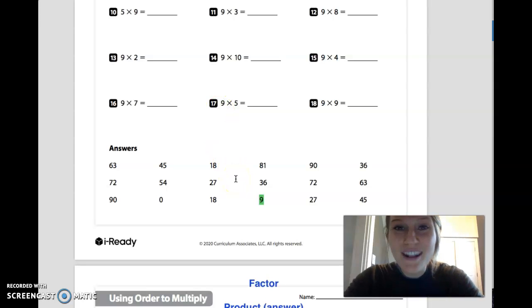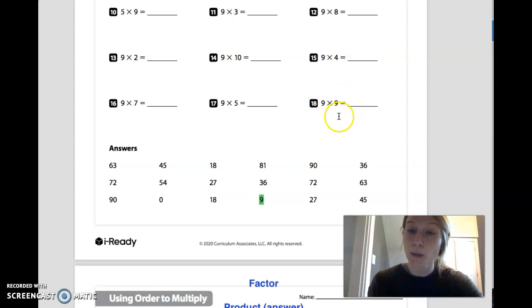If you want a little challenge though, see if you can get a timer, maybe on your phone, or even a kitchen timer on your computer, and time yourself. See how quick you can go. And remember, if you're stuck on one, like 9 times 9 is pretty hard, if I don't have that memorized, I can use my strategies.